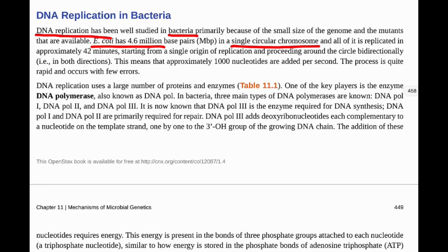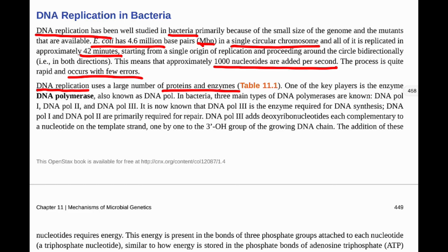So E. coli has about 4.6 million base pairs, and it's replicated in about 42 minutes. So interestingly, it takes about 1 second to add 1,000 nucleotides as it's going through replication, which is very, very fast. And it occurs with few errors, so it's very good at doing this. So DNA replication uses lots of different proteins and enzymes, and some of these may be familiar to you as we're going through this when you've learned it in other classes with eukaryotic organisms.